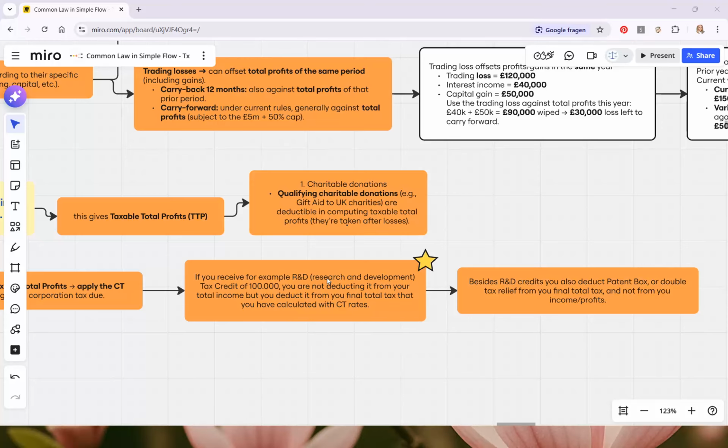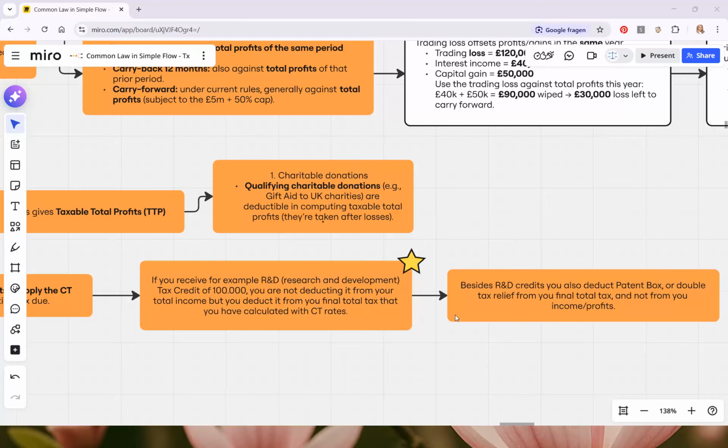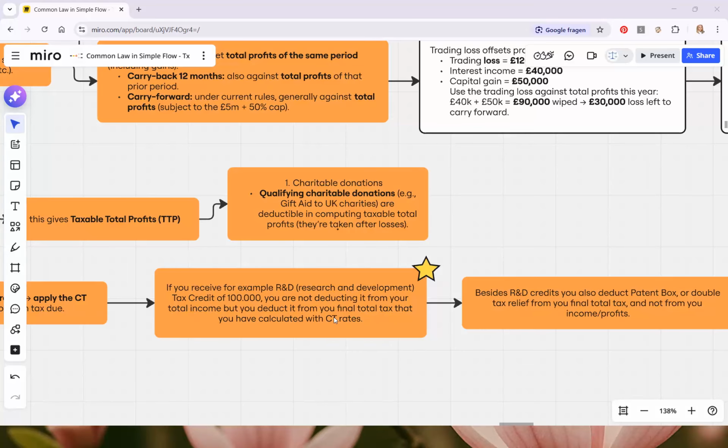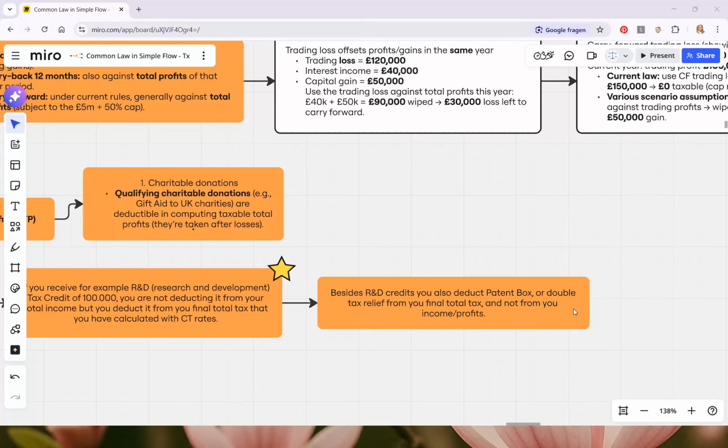For example, R&D, research and development, or patent box, or double tax relief: you don't subtract them from income or profits. You subtract them from your final corporation tax. For patent box and double tax relief, it is the same idea. They reduce the tax payable but not the profits.